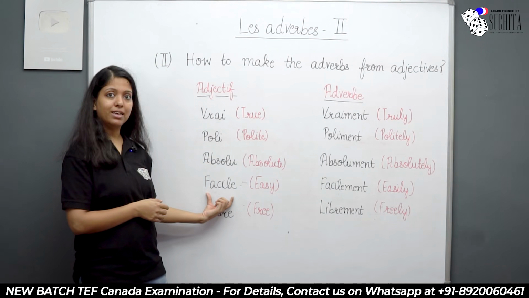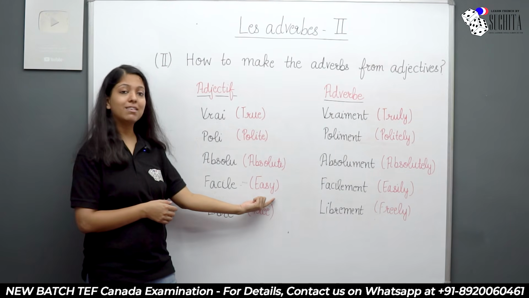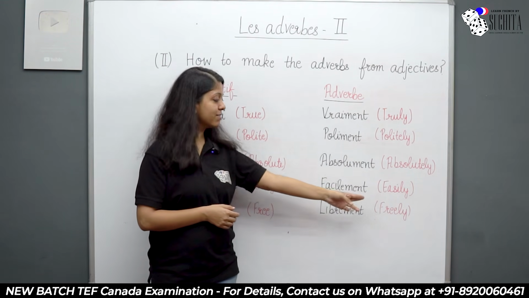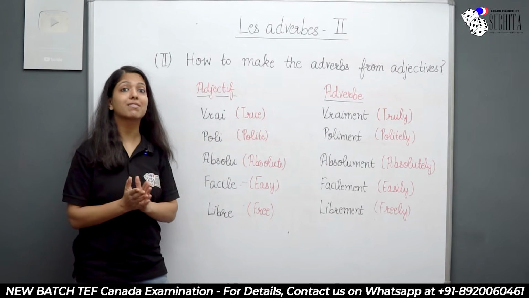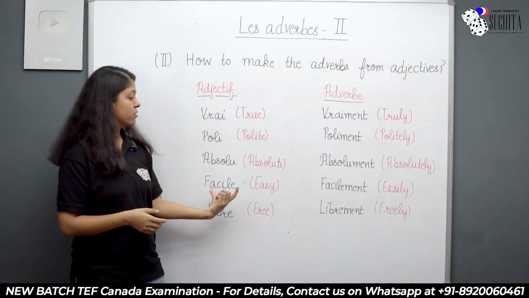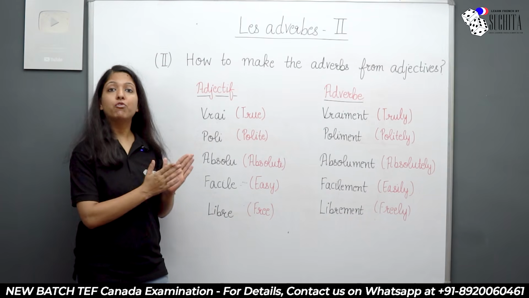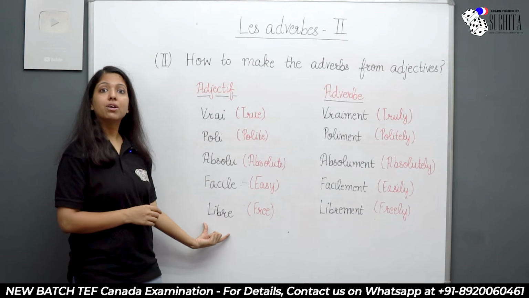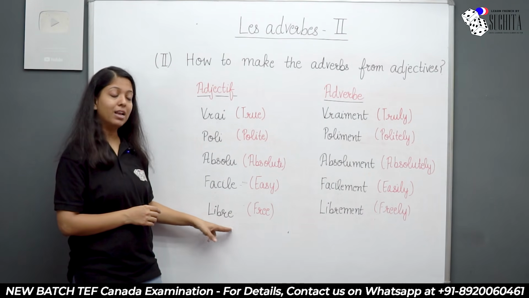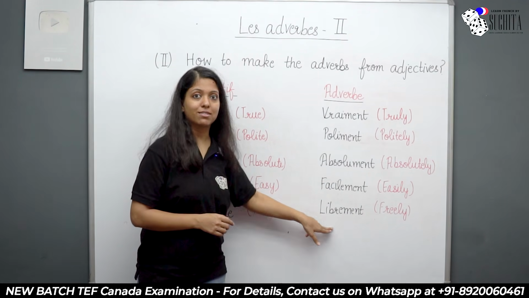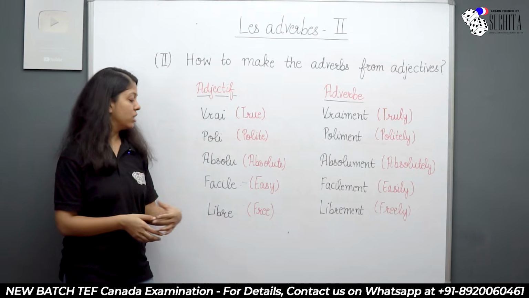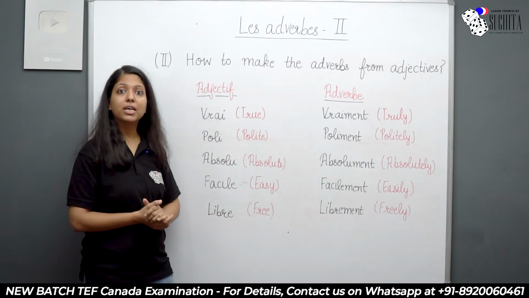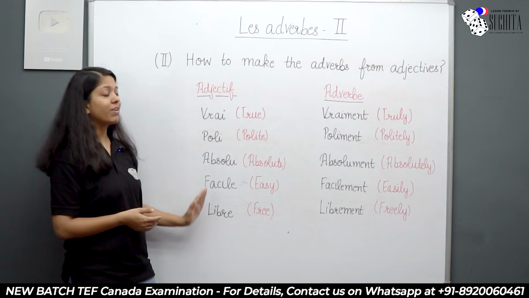Next, facile. Facile, which means easy. Now you see that it ends with E, that's a vowel. So facile, I wrote as it is and then I added ment to it, which makes it facilement. So easy, easily. Facile, facilement. And finally we have libre, which ends with E again, that's a vowel. So libre, I wrote it as it is and then I added ment to it. So libre, librement. Free, freely. Libre, librement. Let's just revise it once again.